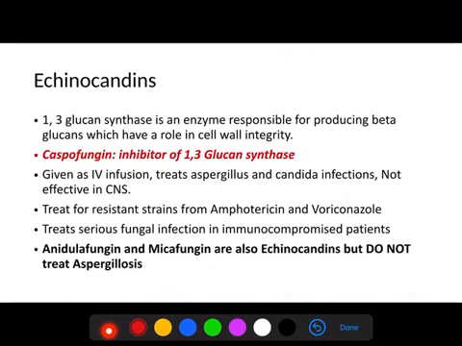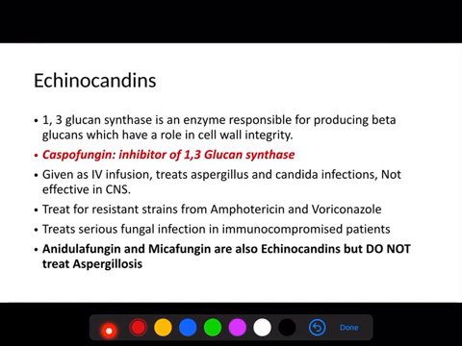Caspofungin is the important drug that we use as an echinocandin. We already discussed that it is an inhibitor of 1,3-glucan synthetase. It is given as an IV infusion. It treats aspergillus and candida infections and is not effective in CNS.